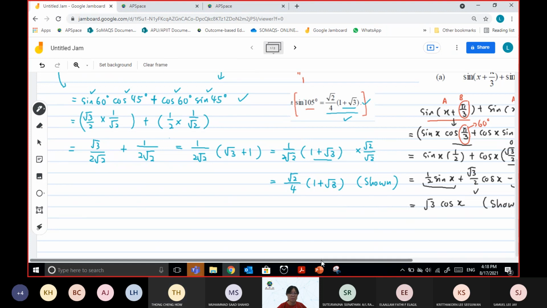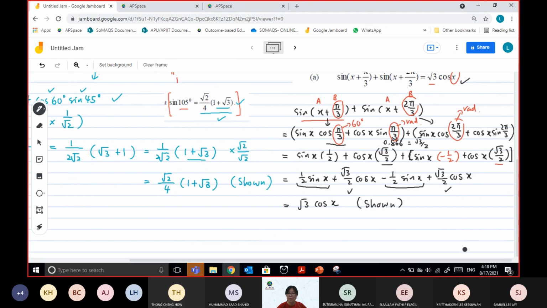Wait, let me clarify students' questions first. 23A. You get the square root 3 cos x from square root 3 over 2 cos x plus square root 3 over 2 cos x. You are asking how you get square root 3 cos x straight away. Oh, how to get square root of 3. Okay, I understand already.